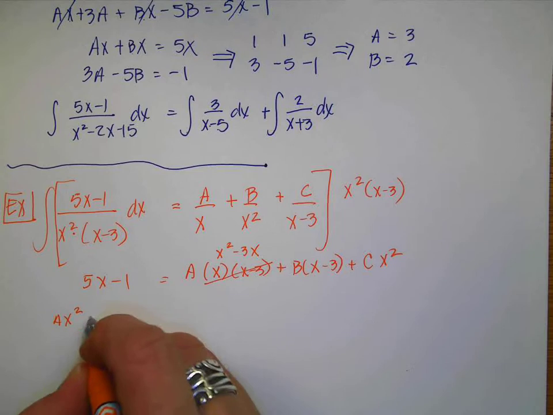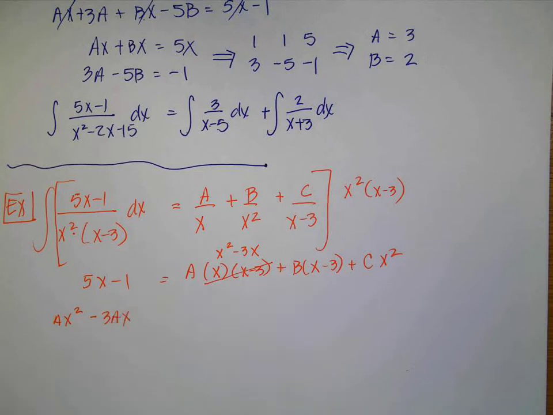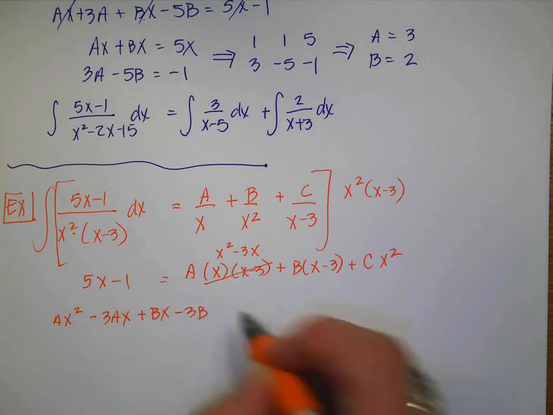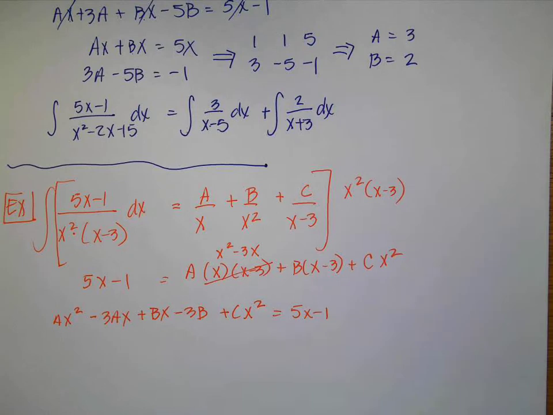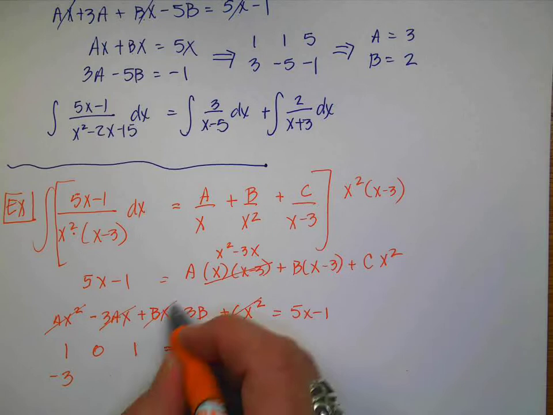When I distribute, I'm going to get Ax squared minus 3Ax plus Bx minus 3B plus Cx squared equals 5x minus 1. Okay, here's my A squared, so I'm going to take a shortcut. I'm going to jump straight to the matrix. There's not a B squared term. There's a C squared term, and then it equals 0. Okay? So that was my squared equations. Now I'm going to do a negative 3.